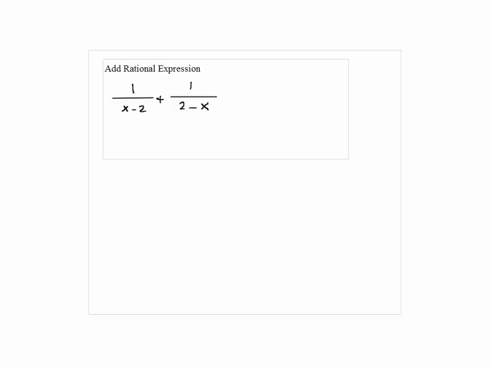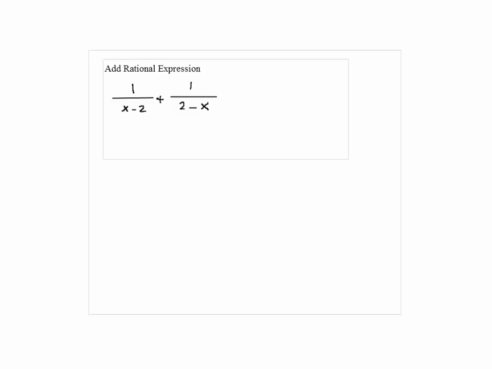Would it be to put 2 minus x on the bottom of the other fraction, as well as x minus 2 on the other, multiplying each other? Okay, Shanisha, what do you think? We're trying to get common denominators, right, so we can add them.